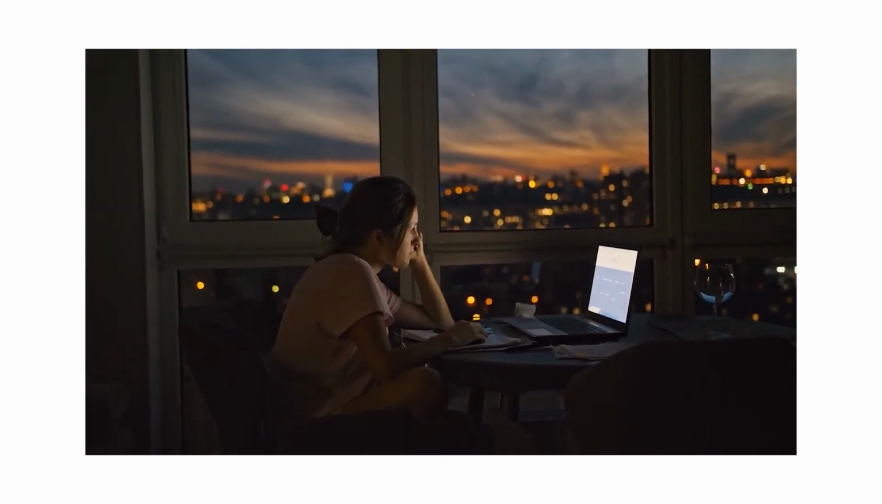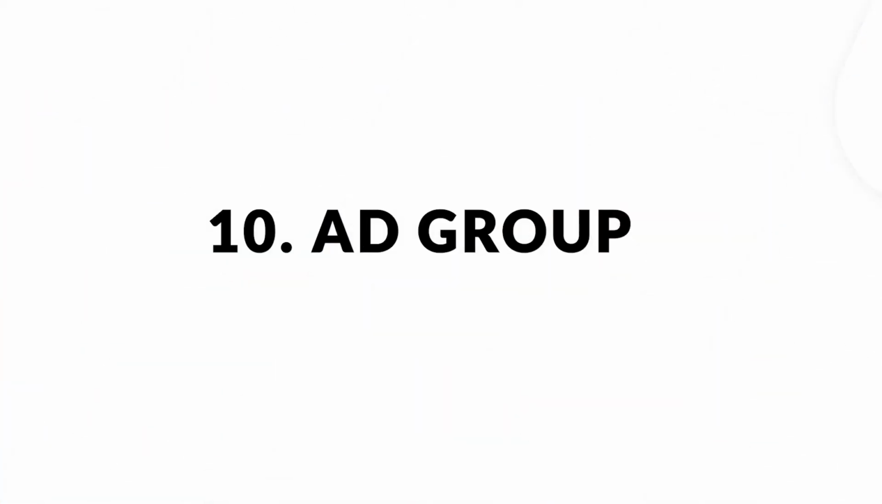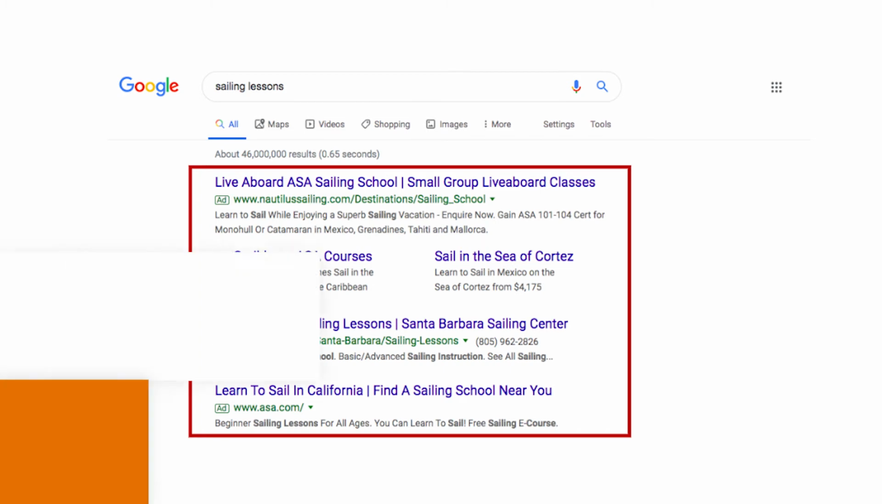It is counted every time your ad is shown on Google or any other site on Google. 10. Ad group. An ad group usually has one or two ads that have similar targets. All of your campaigns have one or two ad groups. You can organize your ad groups by a common theme or by different services or products.